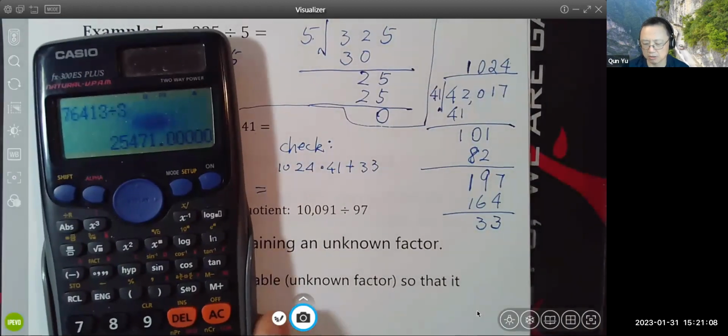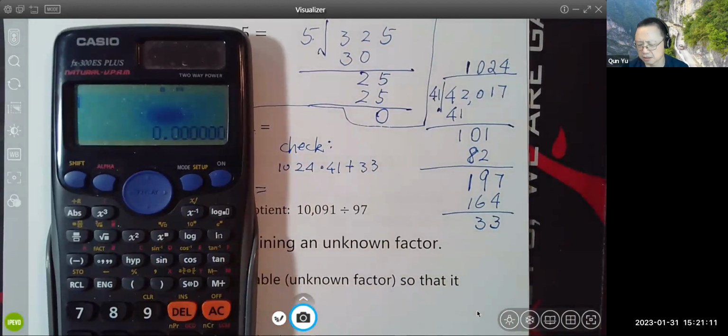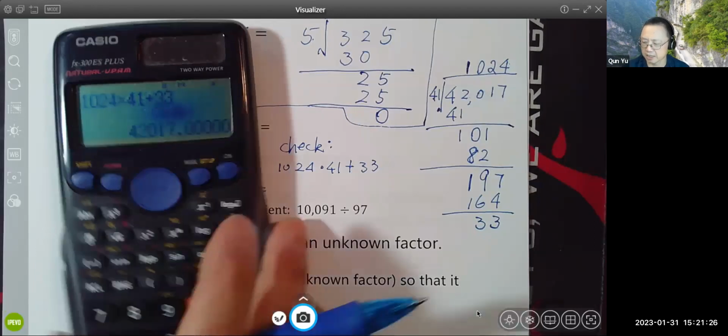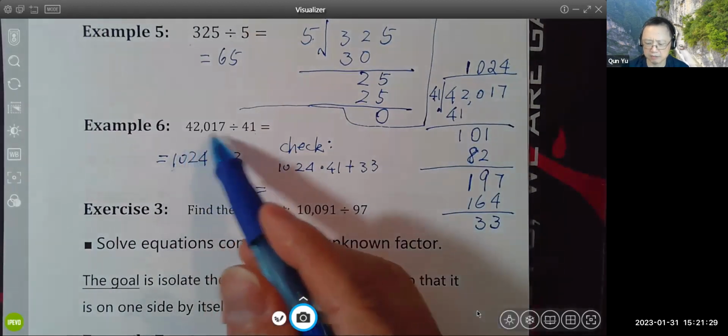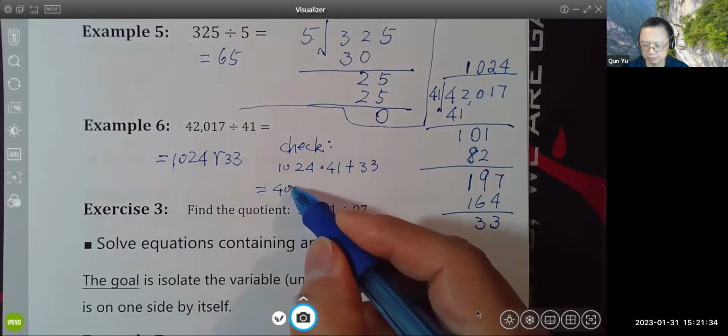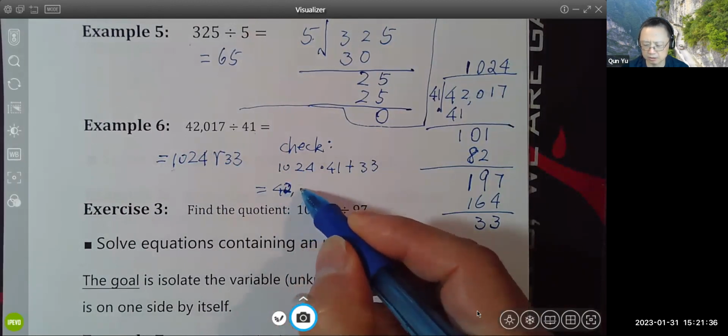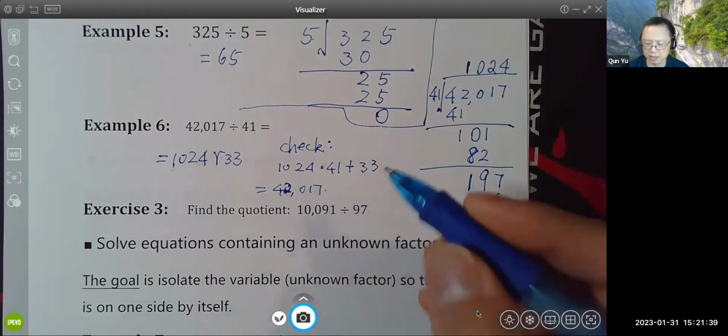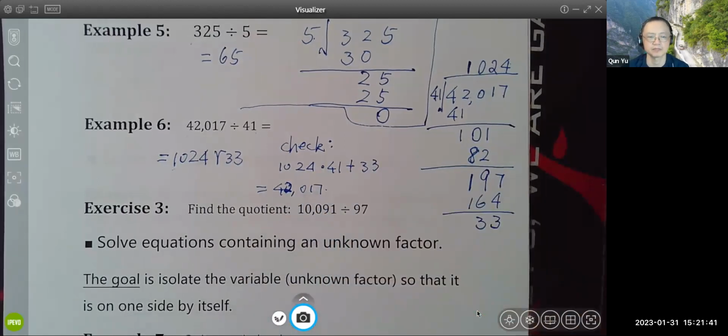So I am going to use calculator just to speed up this process. 1024 times 41 plus 33. What do we get? 42,017. That means our answer is correct. So checked. This answer is correct. Now you have your own exercise.